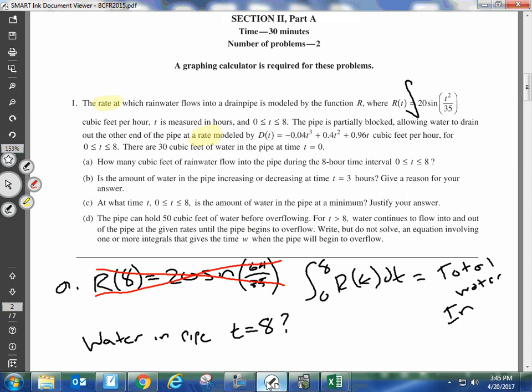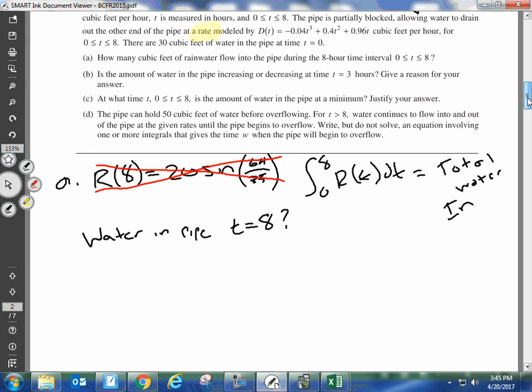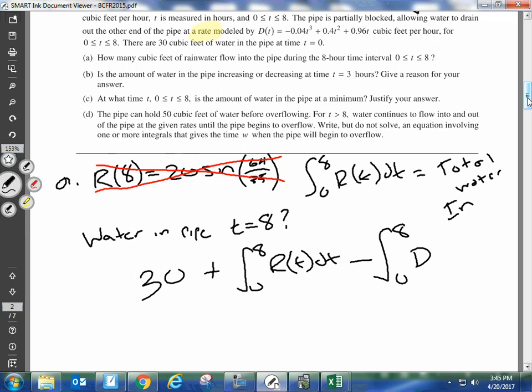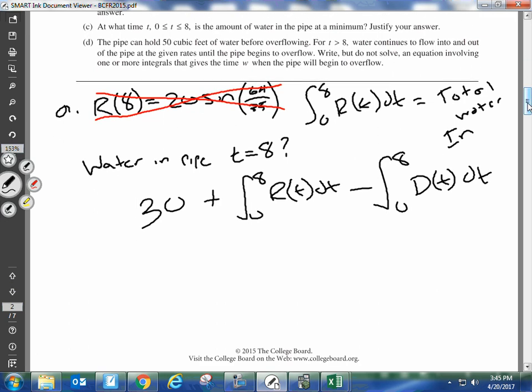Well, all of a sudden, we will have something where we said, okay, I started with 30, but then I had water coming in, and then I will subtract the water going out. And that's how you can find your total. Okay? All three things are important for this. Now, I actually can change this up a little bit, and I could write it like this. 30 plus integral from 0 to 8 of r minus d.